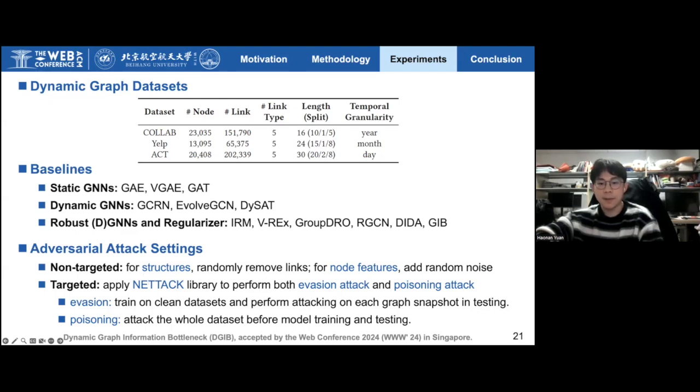For the evasion attack, we train the model on the clean datasets and perform attacking on each graph snapshot in the testing split. And for the poisoning attack, we attack the whole dataset before the model training and testing. So in both scenarios, we follow the default settings of Nettack to select the target attack nodes and choose GAT as a surrogate model with default parameter setting.